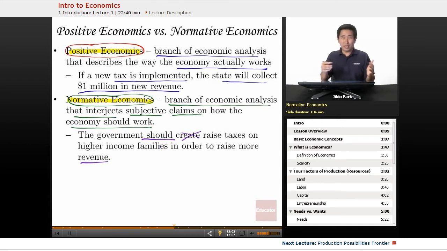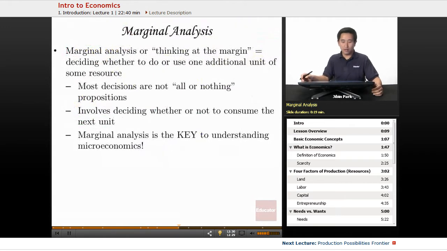So again, there's room in economics for both, but for the most part, this course is going to deal with positive economics: how things happen if one chooses to do something. If you decide to hire one more unit of labor, then how many more units of output are going to be created, rather than whether you should or shouldn't. Once in a while we do delve into normative economics, but the primary focus of this course is positive economics.